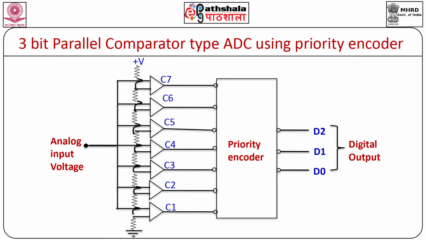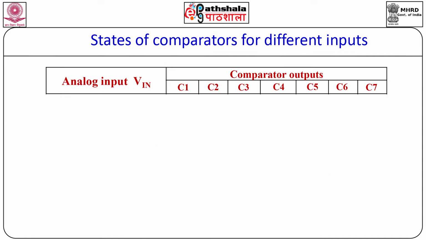We are using here a circuit diagram for a 3-bit converter, and hence for a 3-bit analog to digital converter, we require 7 comparators. One input to these comparators is again the analog input voltage, whereas the other input is the fixed reference voltage obtained using a potential divider arrangement. When the analog input voltage is less than the reference voltage of the lowest comparator, the output of all the comparators C1 to C7 will be low.